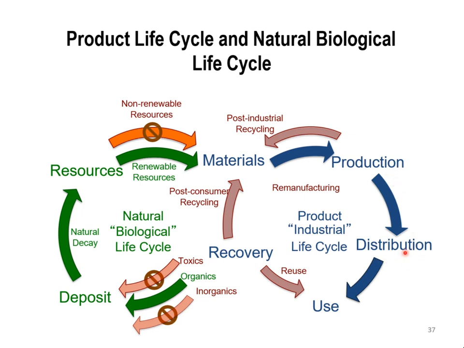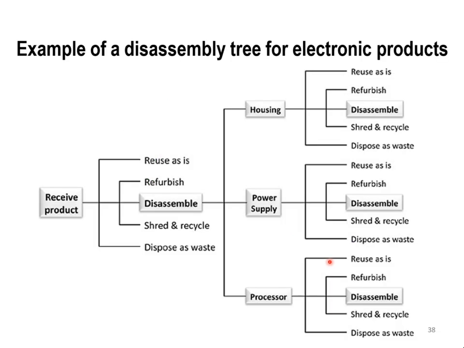Then we go for distribution, the use, and the recovery. Some of the parts can be reused, and some of the parts will go as waste, and the others can be post-consumer recycled and used as an additive to the new material for the manufacturing process. And this is about the product industrial life cycle.